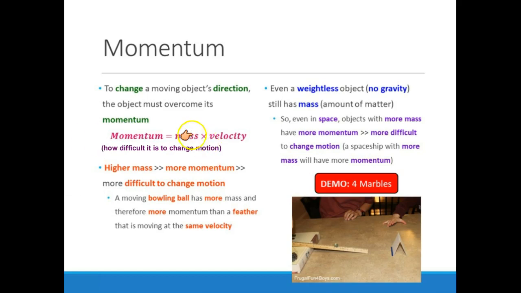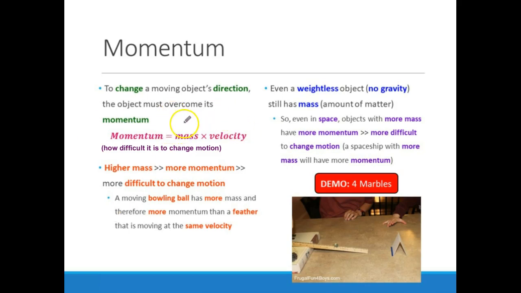Okay, we have an equation here. Momentum just equals mass times velocity. We don't really need to know this equation. We just need to know what momentum means conceptually, as a concept. Okay, so here's the thing though. When we have a higher mass, we're going to end up with more momentum. So let's prove that to ourselves.